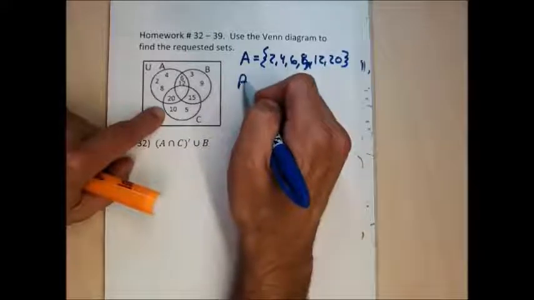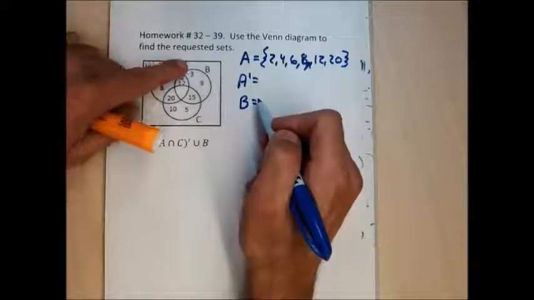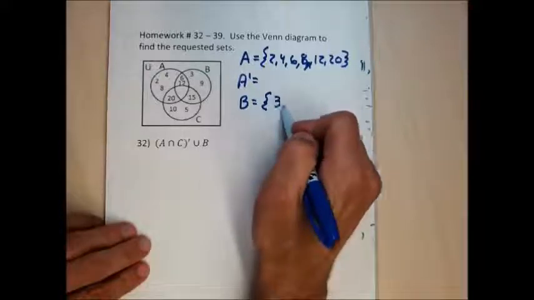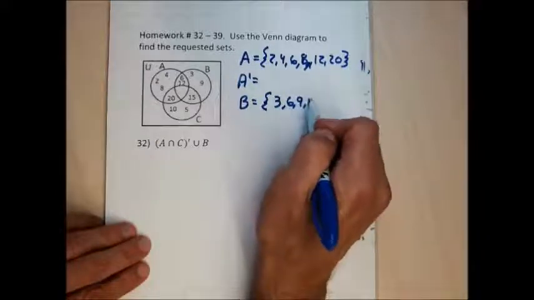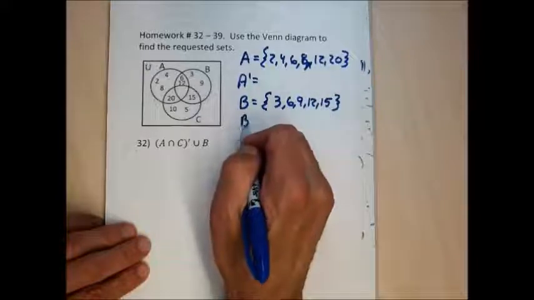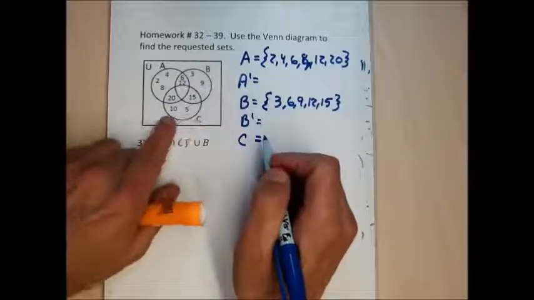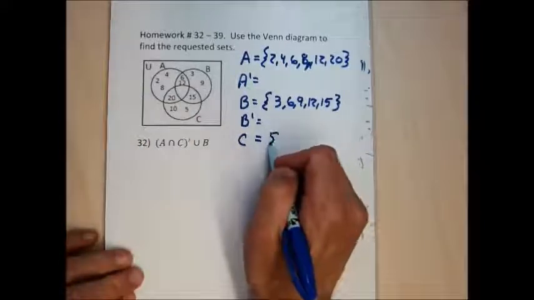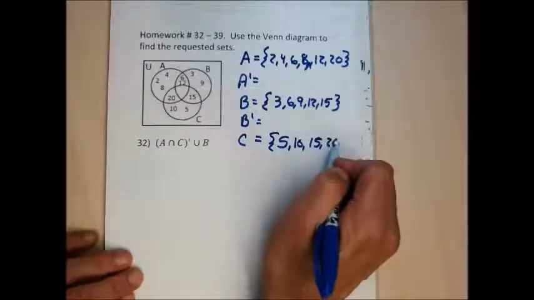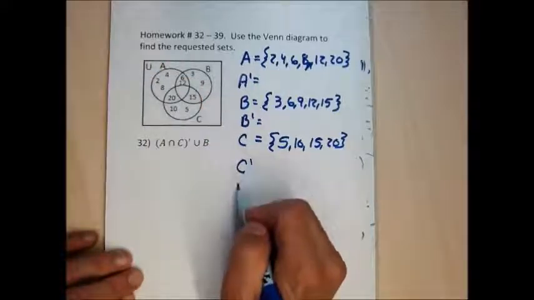Probably going to need to know what A complement is, so I'll leave that space there. B is 3, 6, 9, 12, and 15. I'm probably going to need B complement, so I'll leave some space for it. C is 5, 10, 15, and 20. There's nothing outside for the rest of the universal set, which is kind of nice.